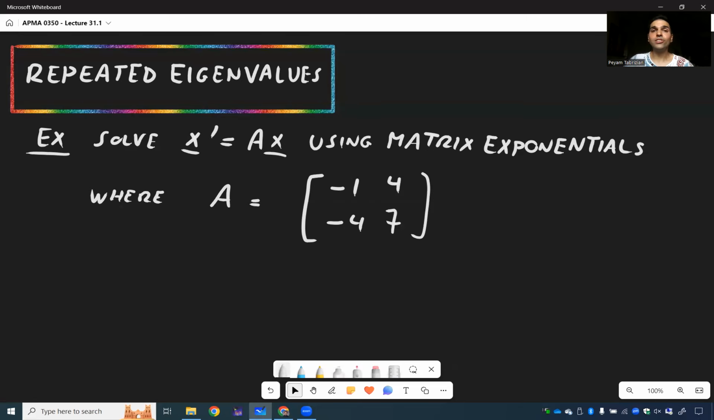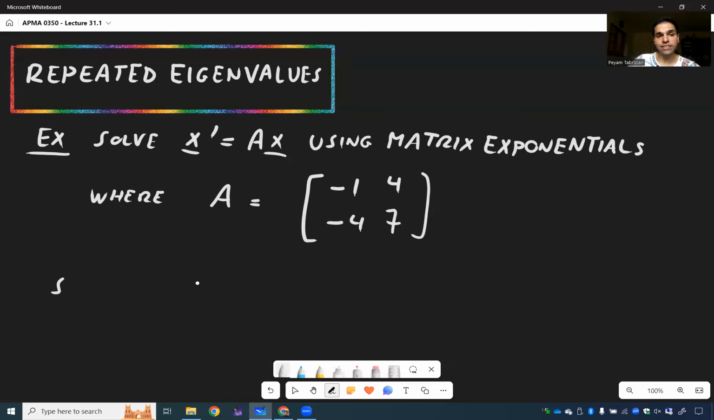All right, now let's do repeated eigenvalues with matrix exponentials. And I'm sure your first reaction is, "Mama, no!" But don't worry, this will be so much easier than matrix exponentials, and in fact, easier than generalized eigenvectors. We won't need any of that. So let's solve x prime equals Ax using matrix exponentials, where A is the matrix [-1, 4; -4, 7].